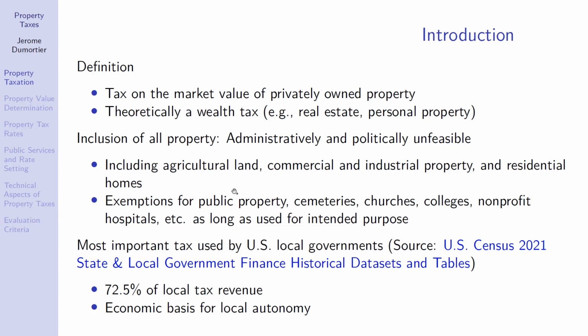Usually, agricultural land, commercial, industrial, and residential homes are included in the property tax. There are exemptions, for example, public property, cemeteries, religious places, or also universities are exempt from paying property taxes as long as they are used for the intended purpose.